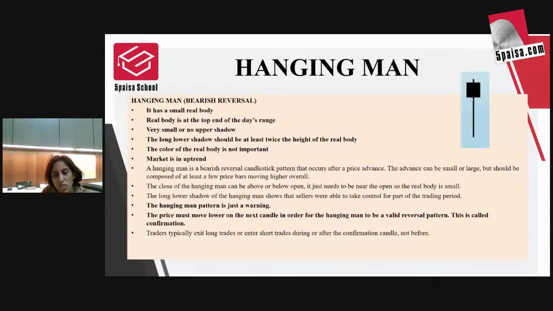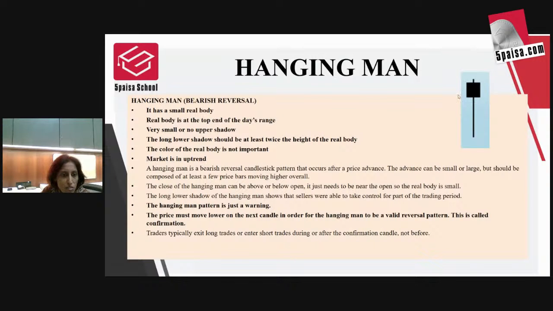And the advance can be small or large, but should be composed of at least a few price bars moving higher overall. The close of the hanging man can be above or below the open, and it just needs to be near the open so as to have a small real body. Now, the long lower shadow of the hanging man shows again that the sellers were able to take control for part of the trading period.